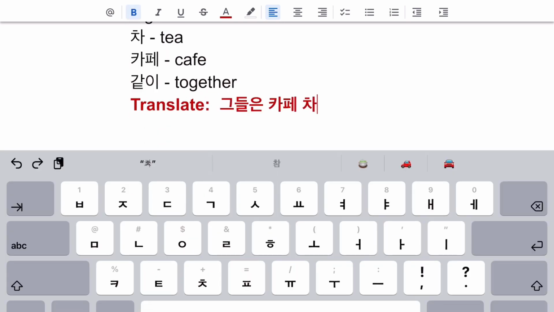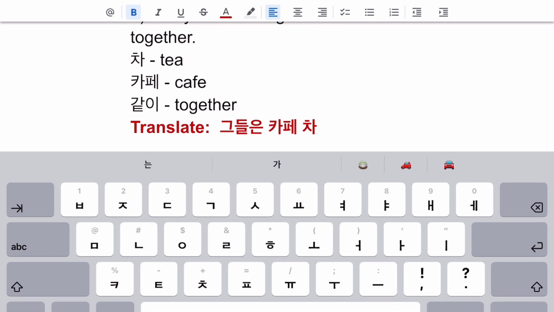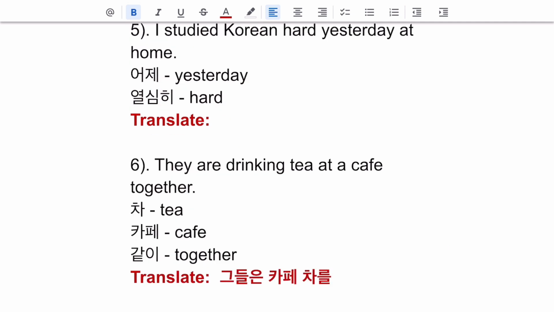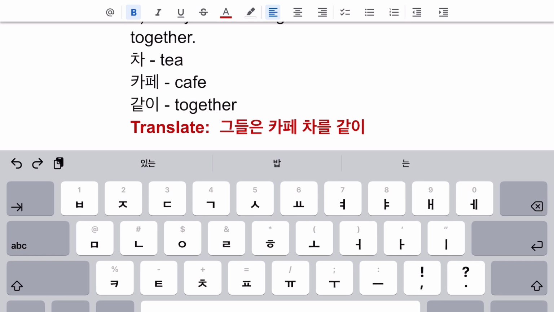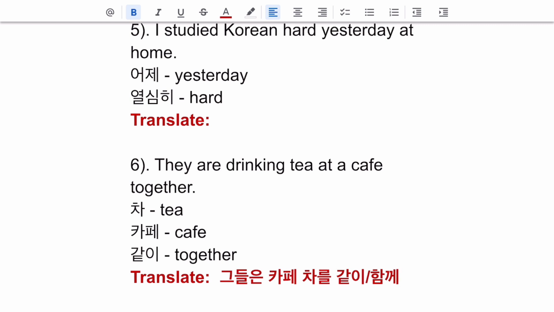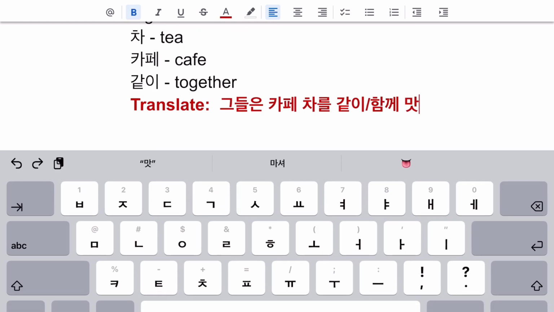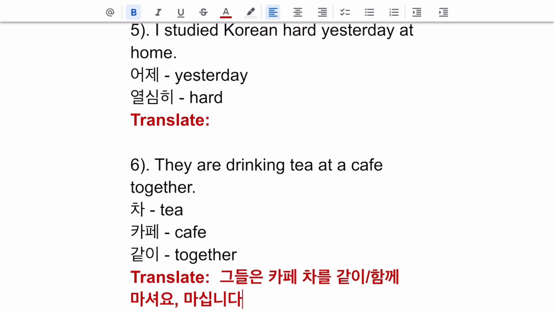We're drinking tea. 차. And then, so that's going to be our object, or what. And then how are we doing this? We're doing it together. 같이 or 함께. There's two words for the same meaning. 함께. Both mean together. And then lastly, we're drinking it. 마시어요. Condense it down. 마셔요 or 마십니다. 그들은 카페 차를 같이 마셔요. 차를 함께 마십니다. And that is all for this lesson.